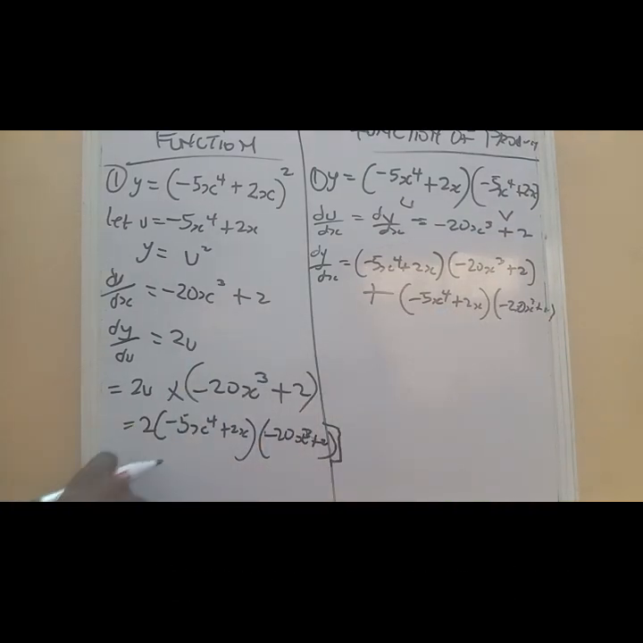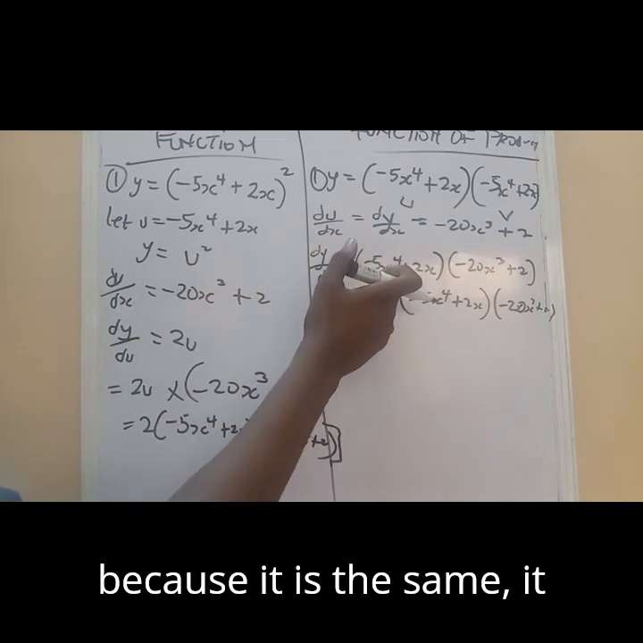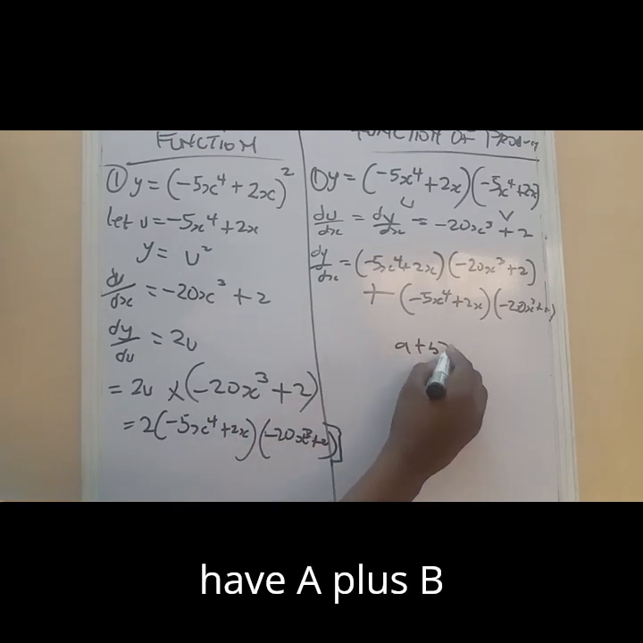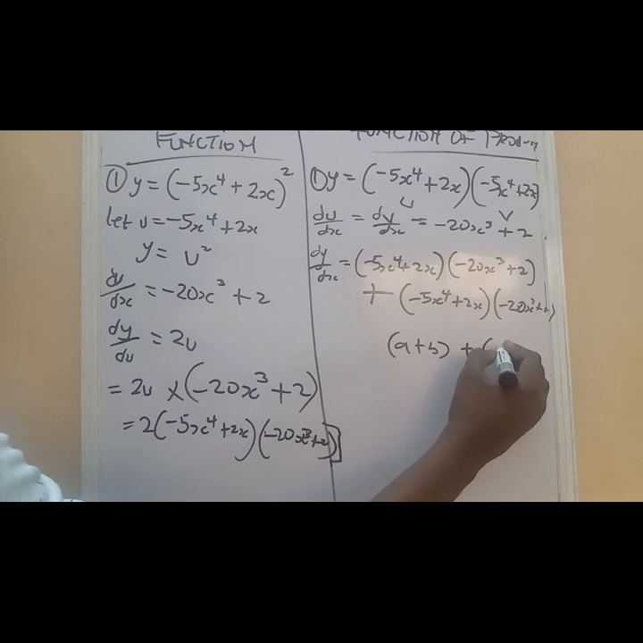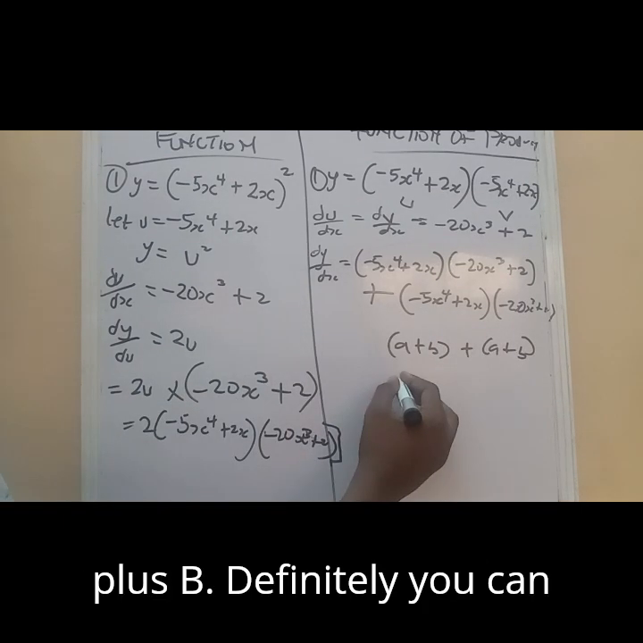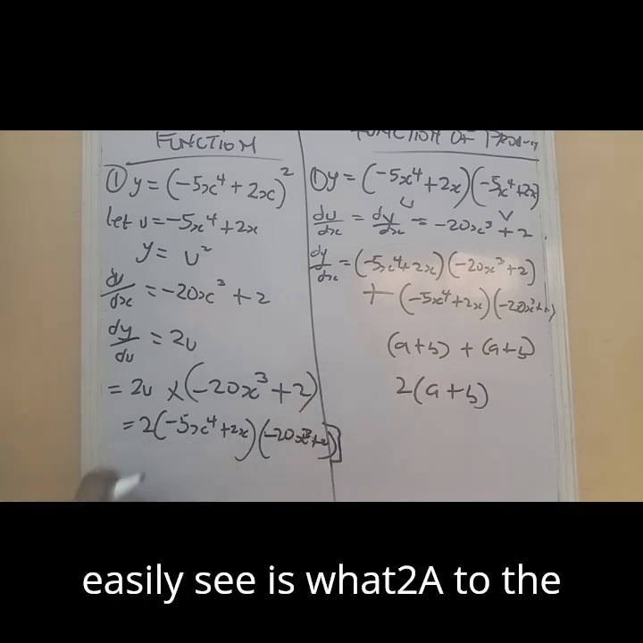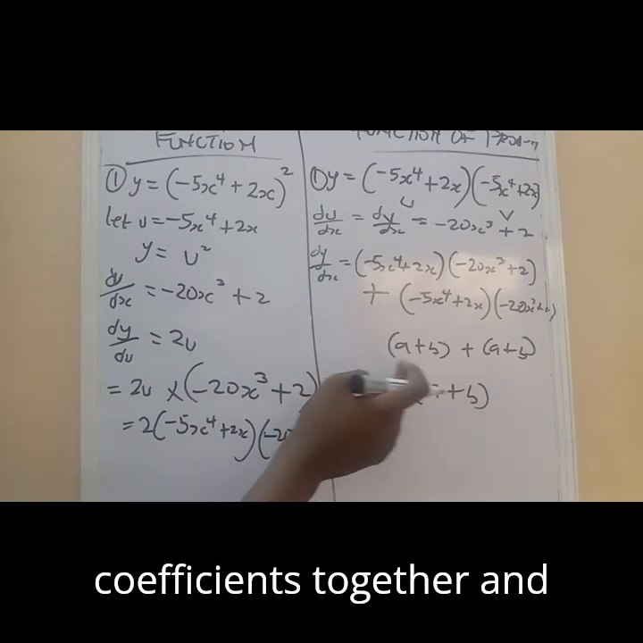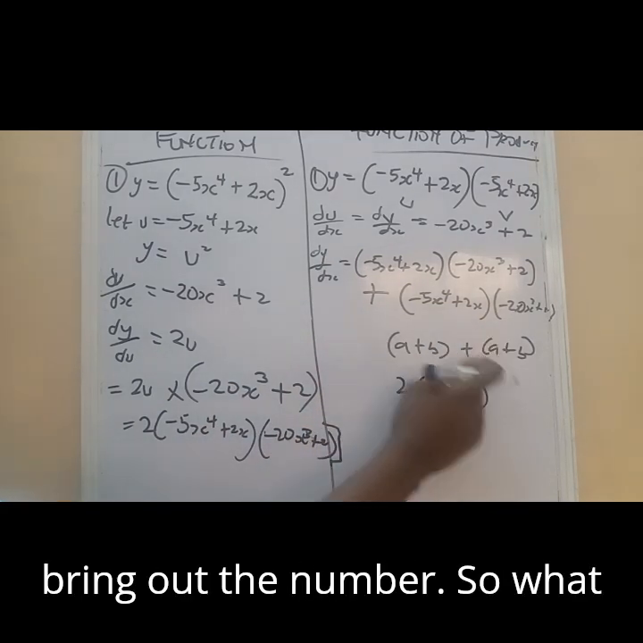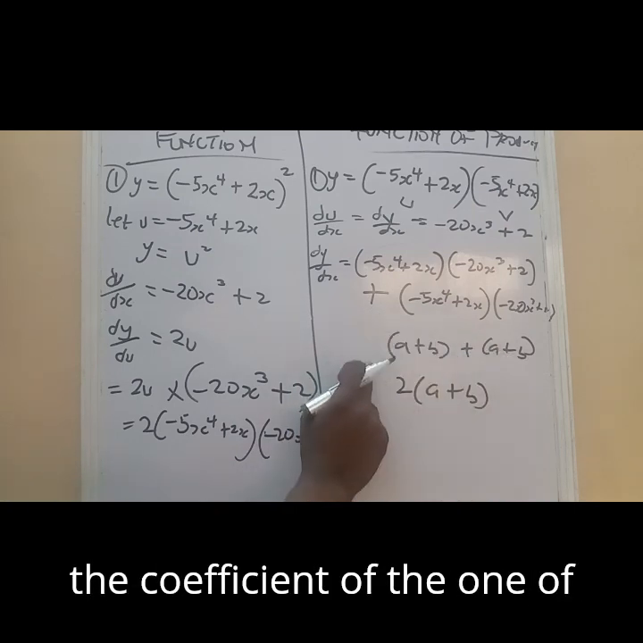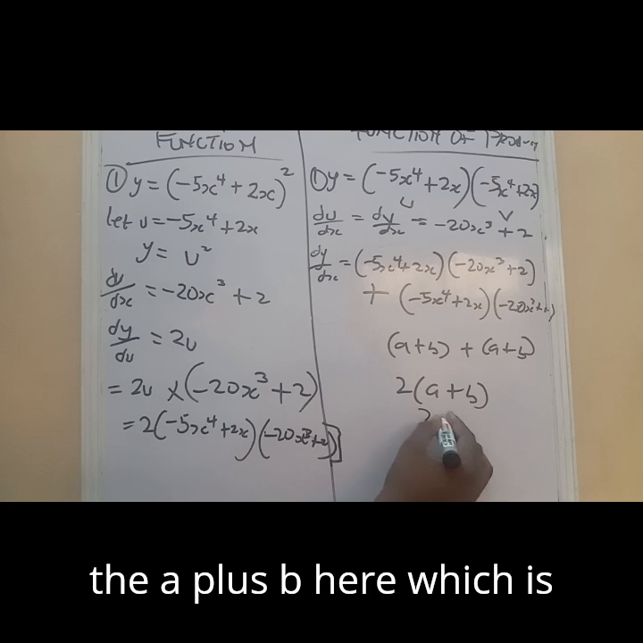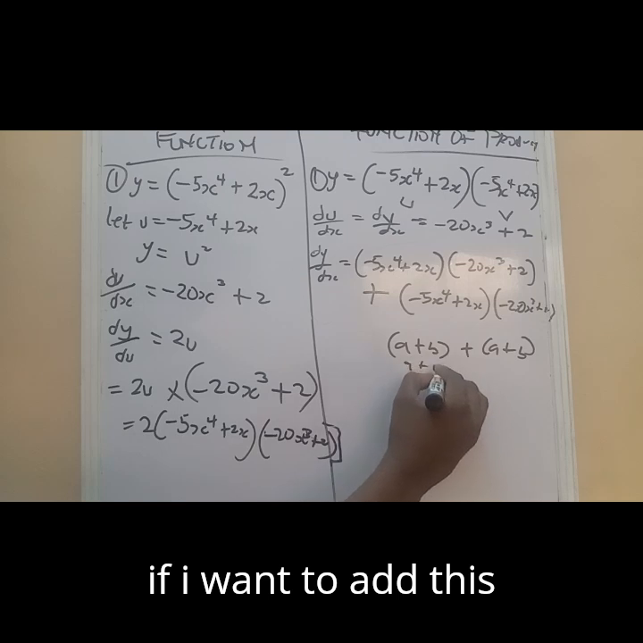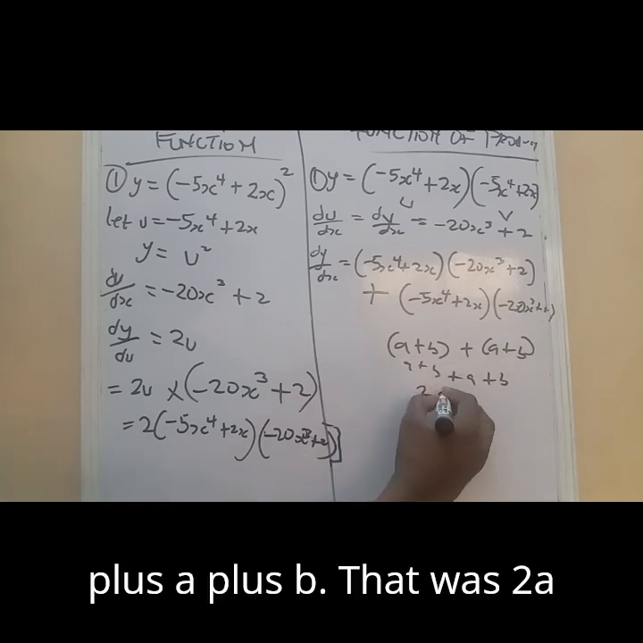Do you understand? Now, because it is the same, it's just like when you have a plus b, and you also have a plus b. Definitely, you can easily say it's 2 into bracket a plus b. That is what is happening here. All you need to do is add the coefficient together and bring out the number. Adding the coefficient of a plus b here gives 2. If I expand this, this will be 2a plus 2b. If I add this normally, a plus b plus a plus b, that's 2a plus 2b.